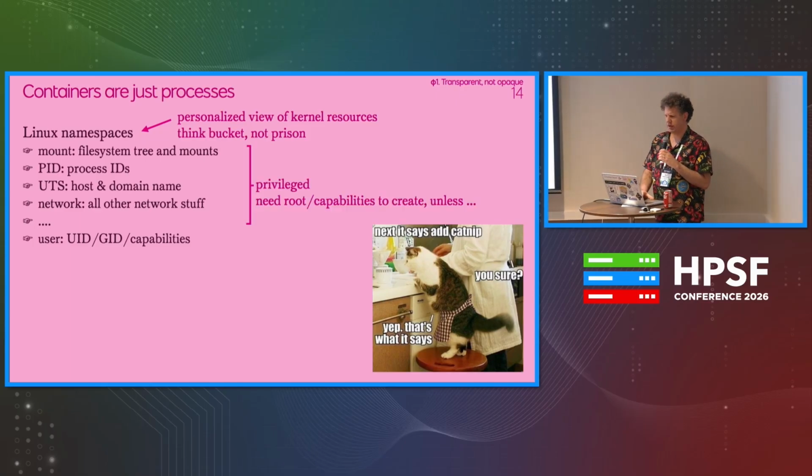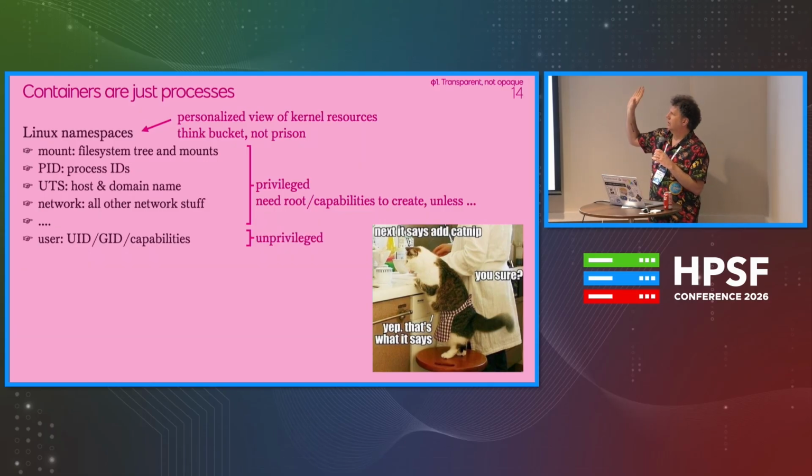We divide these into two categories. Most of them are what we call privileged namespaces, in that you have to be root or have certain capabilities in order to create them, unless you're also creating a user namespace at the same time. And then you can create unprivileged versions of most or all of these. Now the key is the file system tree and mounts and the user namespaces. So that's all Charliecloud does. This lets you do the actual container thing.